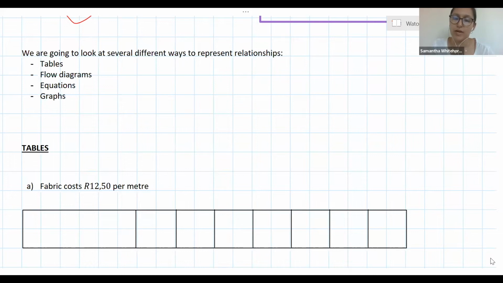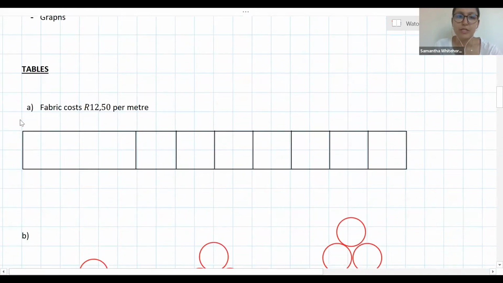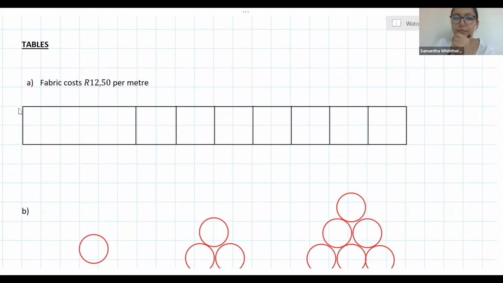And then, like I say, we're going to eventually talk about how we actually properly draw graphs and how we work with graphs to represent relationships. So the first way that we can represent a relationship is through a table. Now, most of the time we do actually give tables to you. Sometimes you might have to draw them.